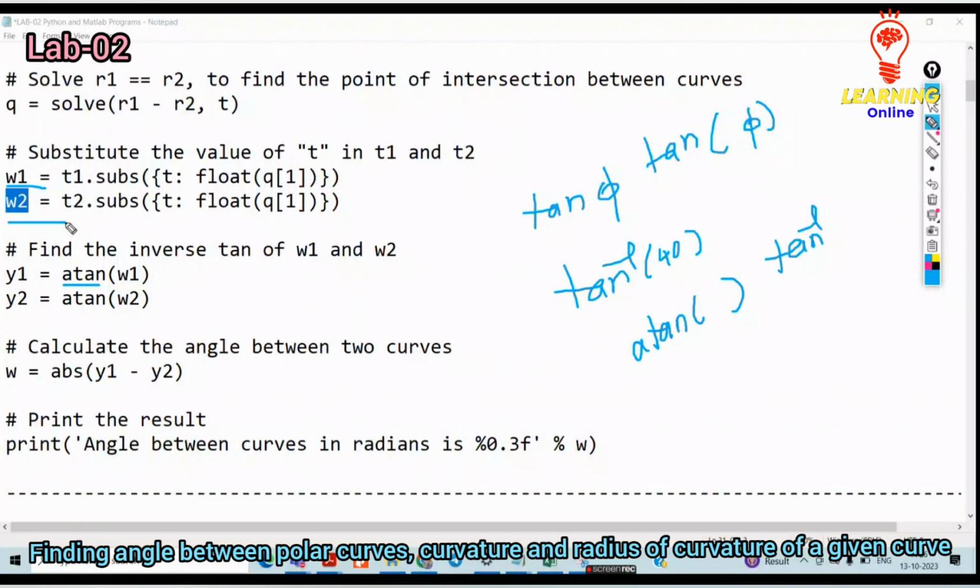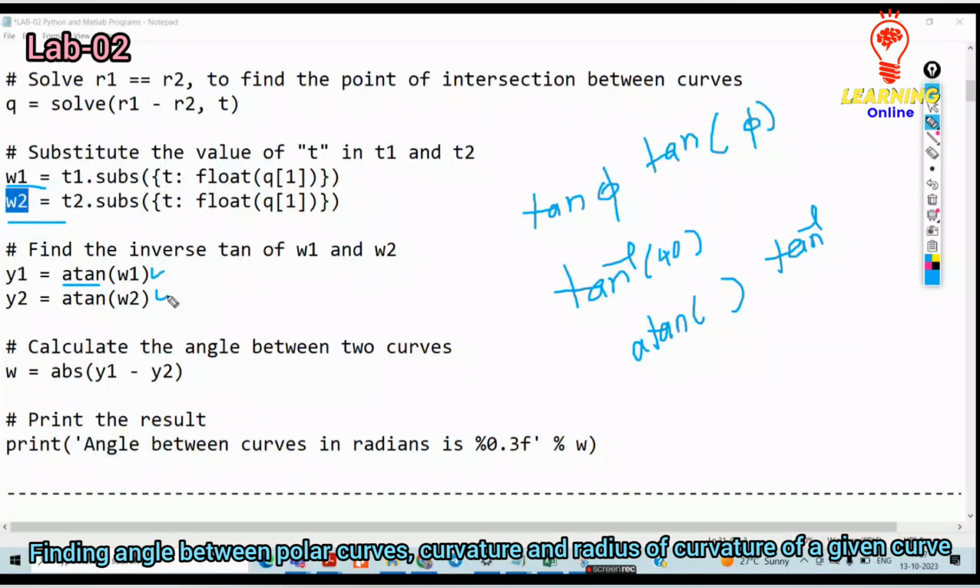What I'm writing on screen, is it visible now? Raise your hand. Okay, thank you. That is, y1 is equal to A tan W1. I want the inverse value of this W1 value that you evaluated. Then y2 is what? A tan W2. Correspondingly I will get the value.